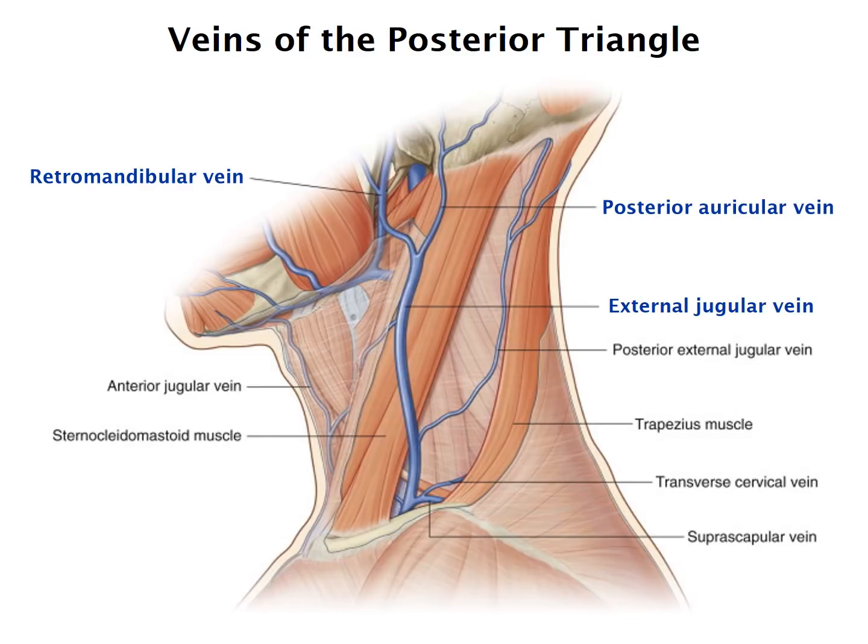Lastly, I would like to point out the veins associated with the posterior triangle of the neck. The largest vein in this region will be the external jugular vein, which is formed by the union of the posterior auricular vein with the posterior division of the retromandibular vein. Notice how the retromandibular vein follows along the posterior edge of the mandible, and it divides into an anterior division and a posterior division. Once the posterior division unites with the posterior auricular vein, it forms the external jugular vein.